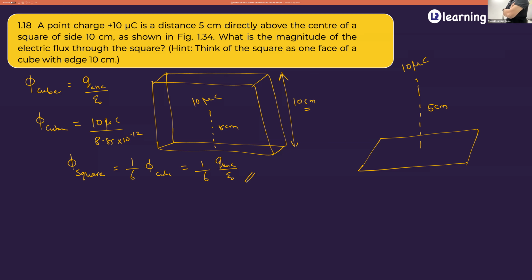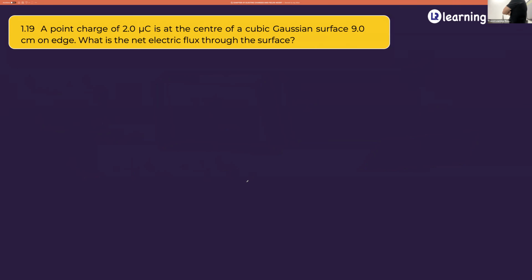Shall we proceed? So look at the next question. A point charge of 2 microcoulomb is at the center of a cubic Gaussian surface, 9 centimeter on edge. What is the net electric flux through the surface?